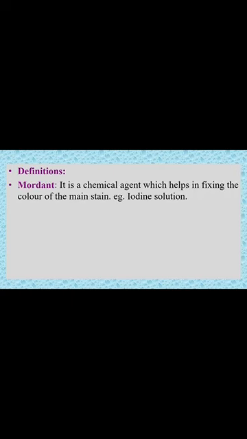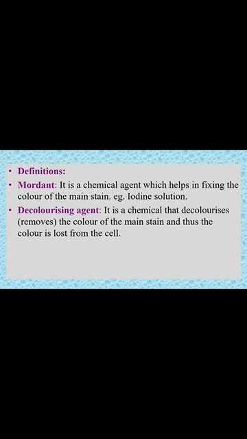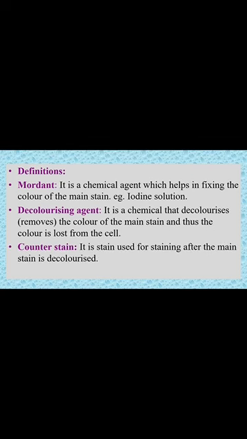Definition of mordant. Mordant is a chemical agent which helps in fixing the color of the main stain. We use iodine solution for fixing the color of the main stain. It is called a mordant. Decolorizing agent: we used 50% acetone alcohol solution. It is a chemical agent that decolorizes the color of the main stain, and thus the color is lost from the bacterial cell also. Counter stain is a stain used for staining after the main stain is decolorized.